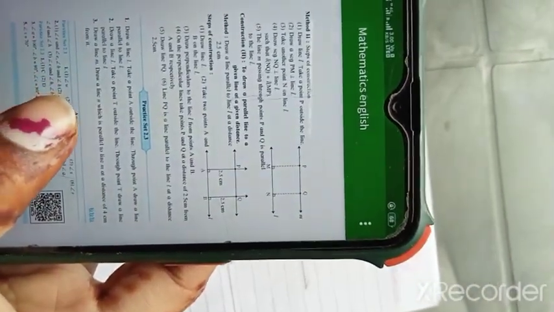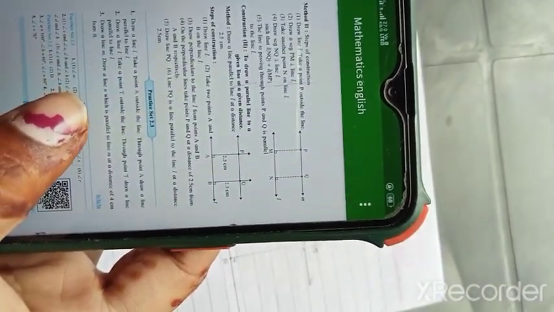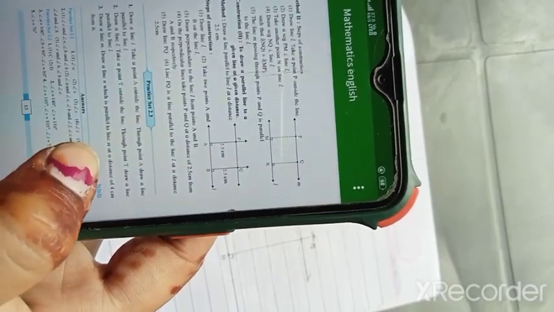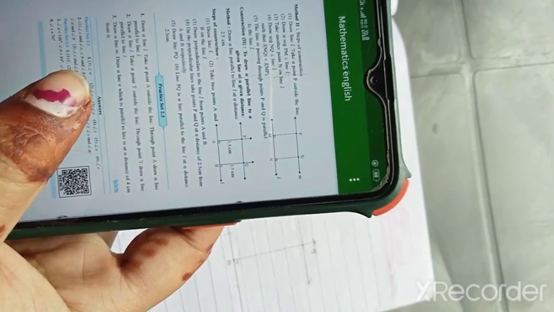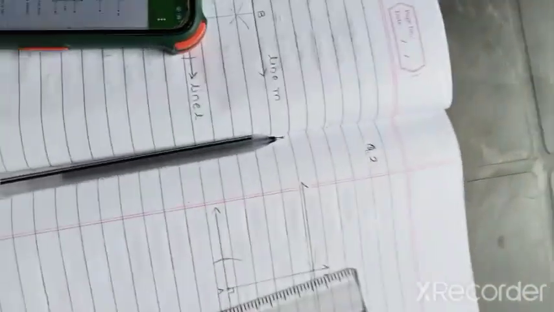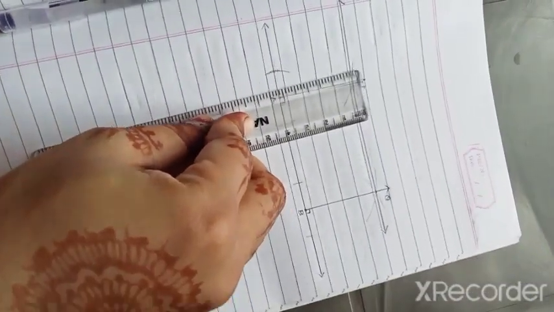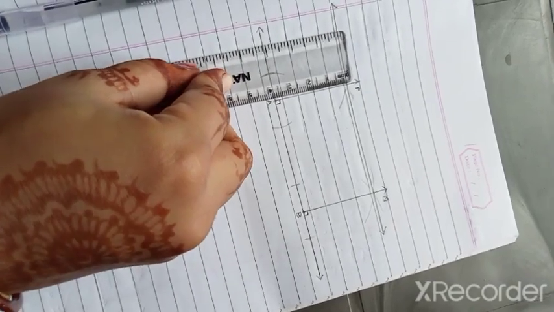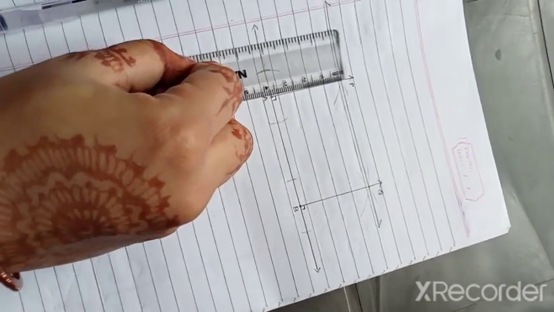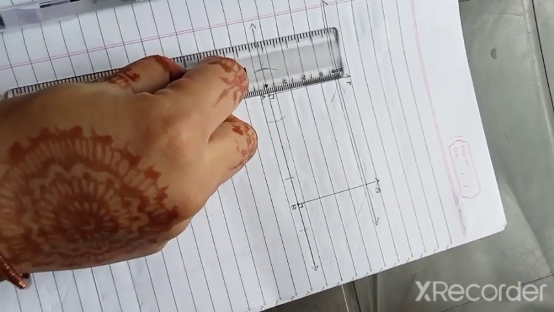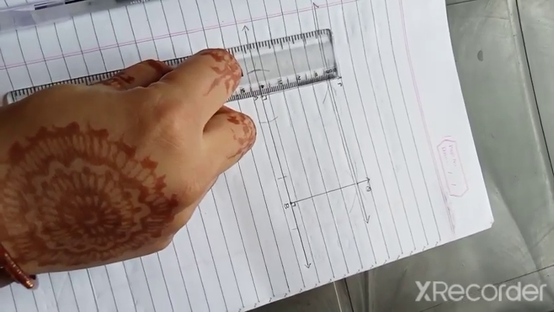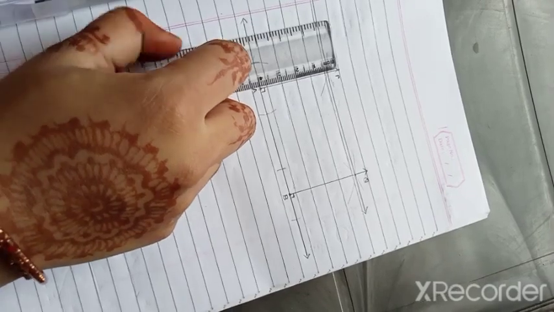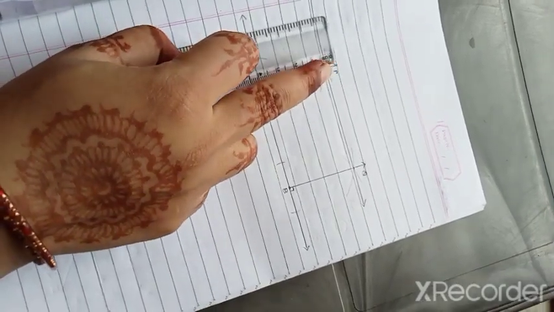The third question is nothing but draw a line N which is parallel to line M at a distance of 4 centimeter from it. So simply the solution will remain the same. Only the thing that is going to change is the distance is going to be 4 centimeter. So do all the same steps, copy everything, use a scale, mark 4 centimeter.